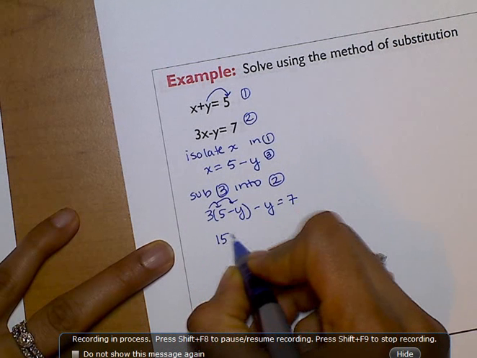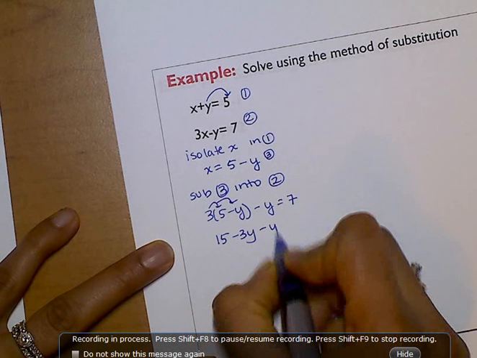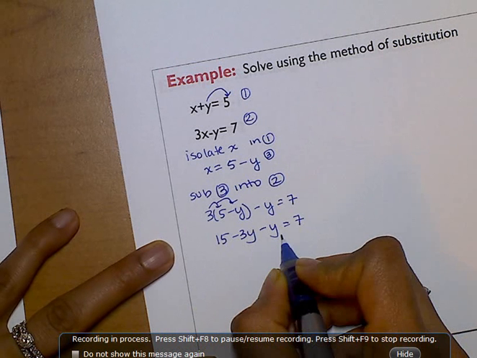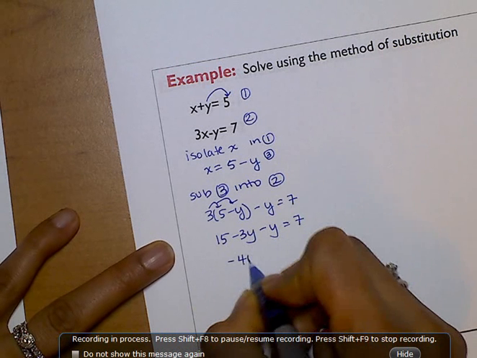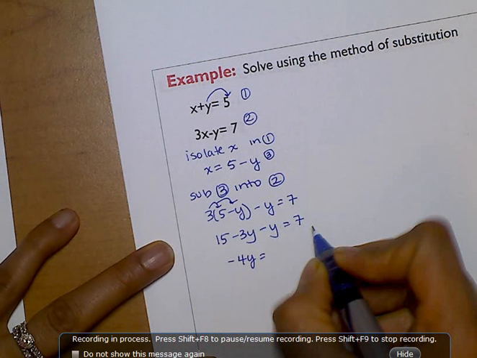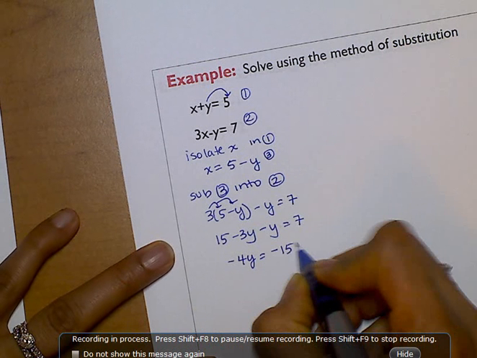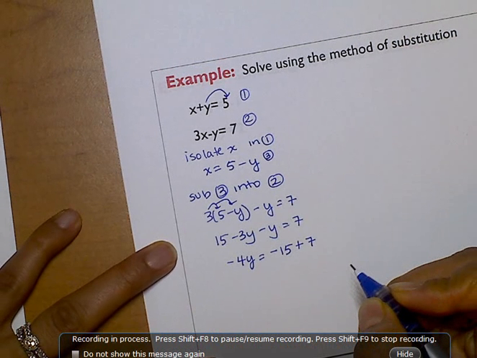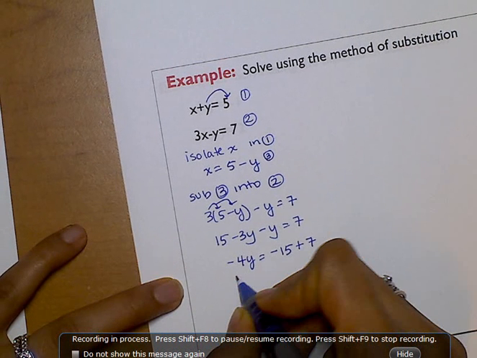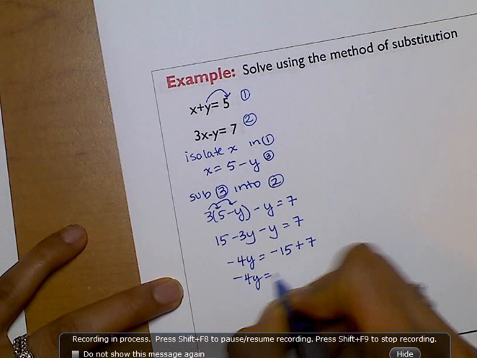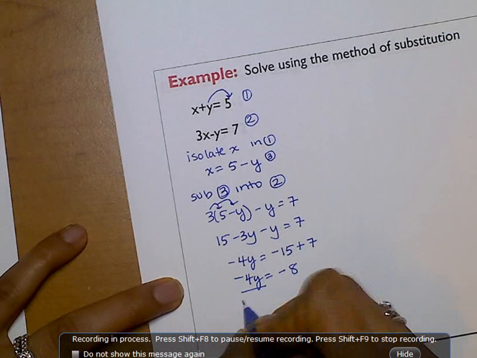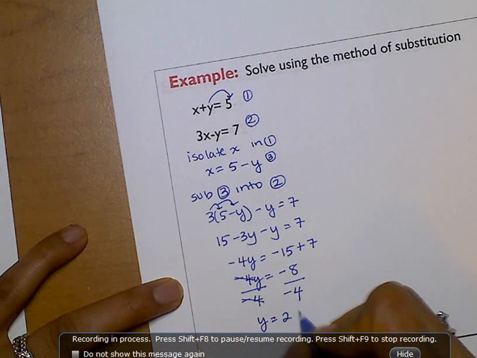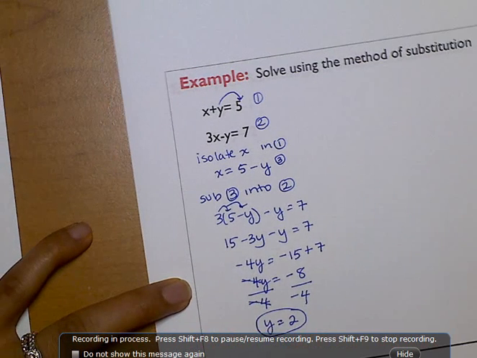Negative 3y minus y is equal to negative 4y. I'm going to move the 15 to the other side. So the negative 15 plus 7, and negative 15 plus 7 is equal to negative 8. I'm going to divide both sides by negative 4. And y is equal to positive 2. Okay. So I already did step number 3, which says solve for the remaining variable. I did that because I got y equals 2.